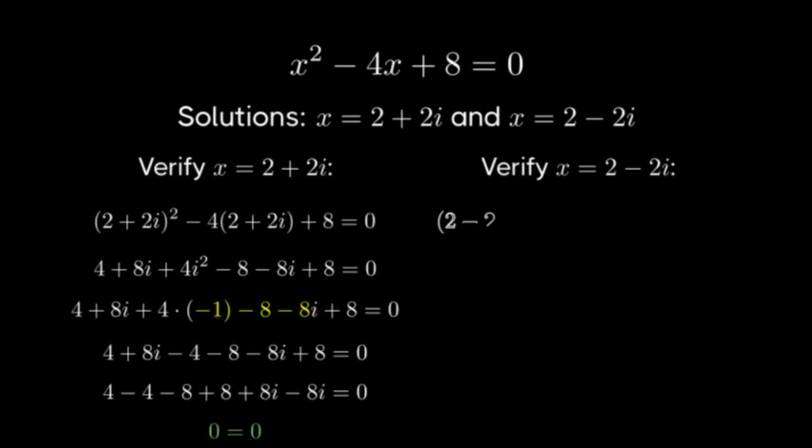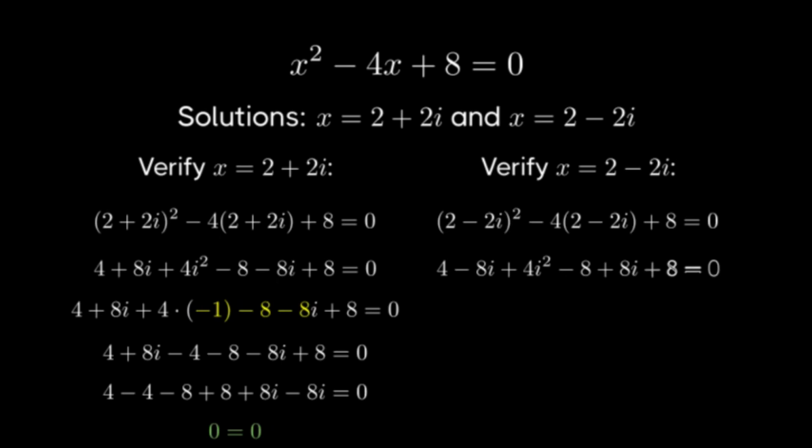Now let's verify our second solution, x equals 2 minus 2i. We follow the exact same process, substituting this value into the original equation. Again, we expand the squared term using the binomial formula. For 2 minus 2i squared, we get 4 minus 8i plus 4i squared. Then we distribute -4 through the parentheses to get -8 plus 8i.